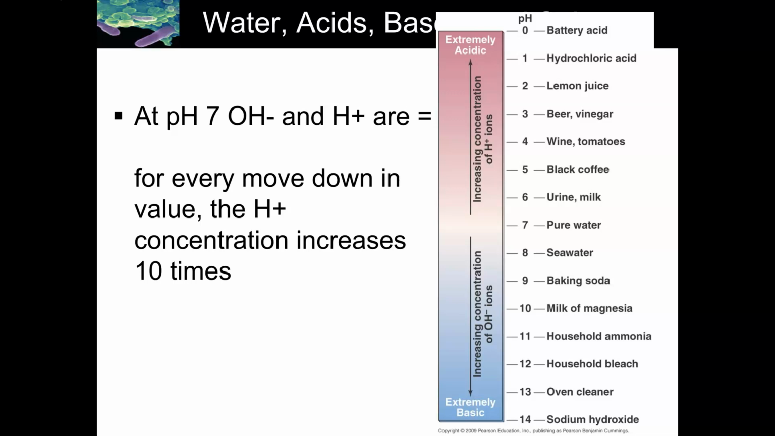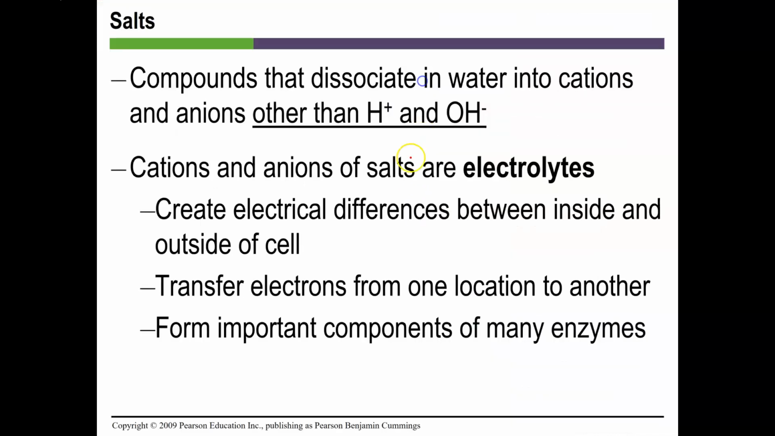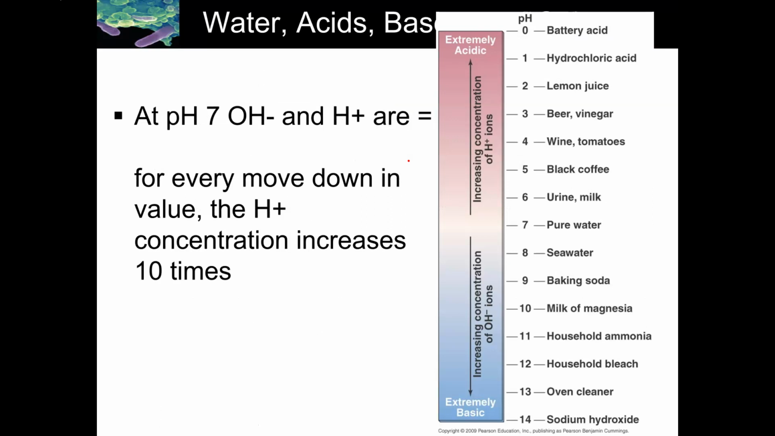Solutions that are acidic have a pH of less than 7. Solutions that are alkaline or basic have a pH value that are greater than 7. For every move along the scale, we're talking about a concentration difference of 10 times. This is a log scale.